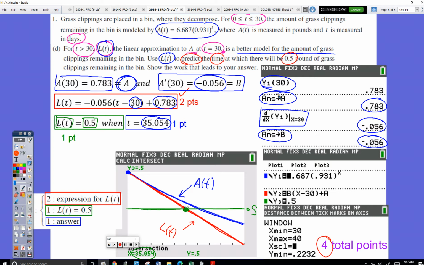And I can write my equation for L, and that was 2 points. So 2 points for finding the equation for L. 1 point for recognizing that you need to figure out when L has a value of 0.5. And a final 4th point for finding that the time when L has a value of 0.5 is time 35.054. And it must be perfect at 3 decimals to really get the point, so be careful when you grade.